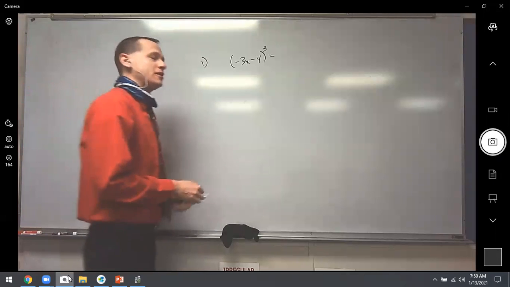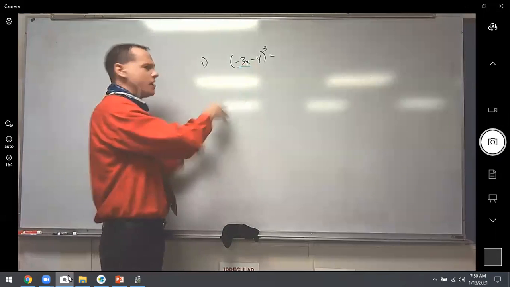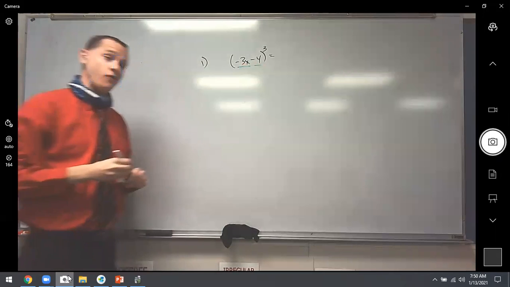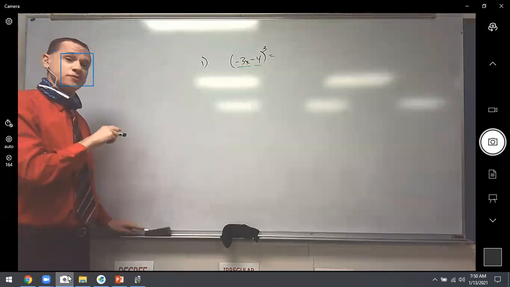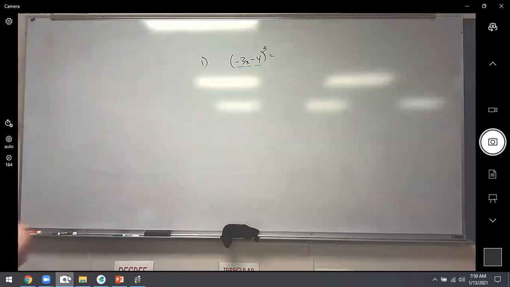So again, when you're looking at this, make sure you see two distinct terms. I see a term here is negative 3x. I also see another distinct term, negative 4. And you've got to include the signs, right? So if they're positive, great. You don't have to write plus. But if they're negative, definitely put some minus signs.